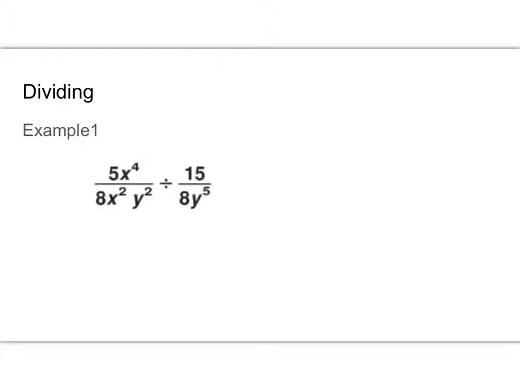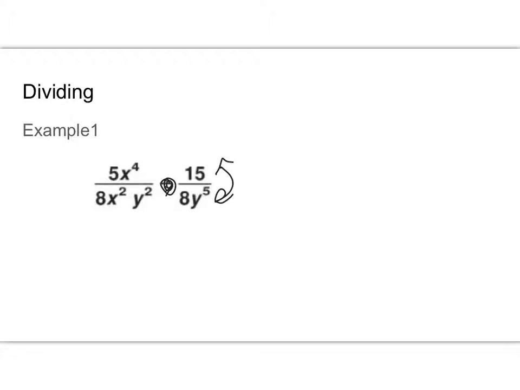All right. Another thing we can do is divide rationals. I have 5x to the 4th over 8x squared times y squared, divided by 15 over 8y to the 5th. Well, if you remember from fractions, when you're dividing two fractions, you reciprocate here and then you multiply.